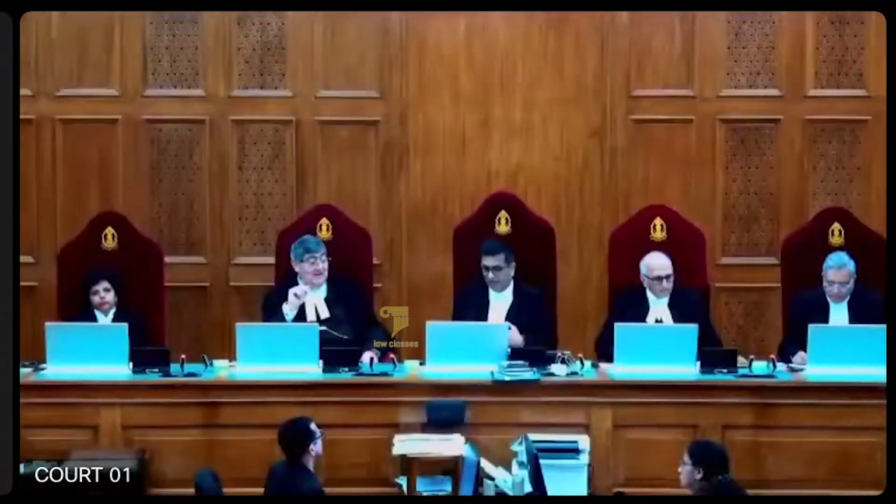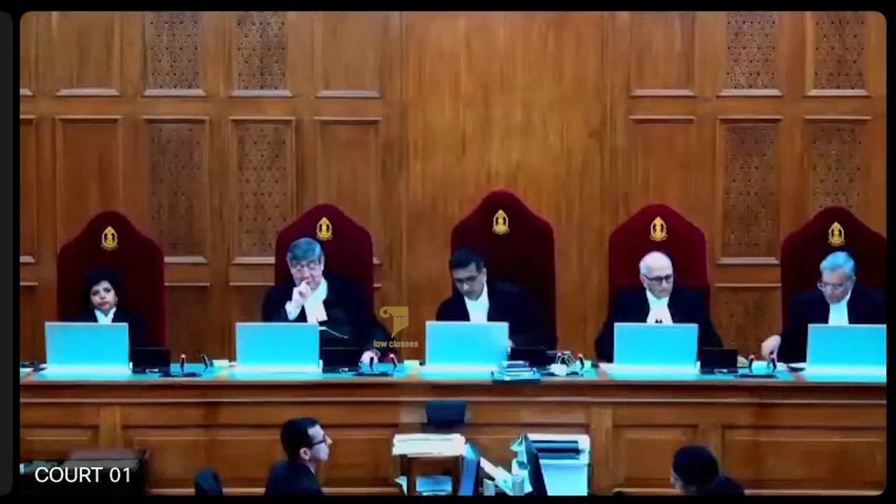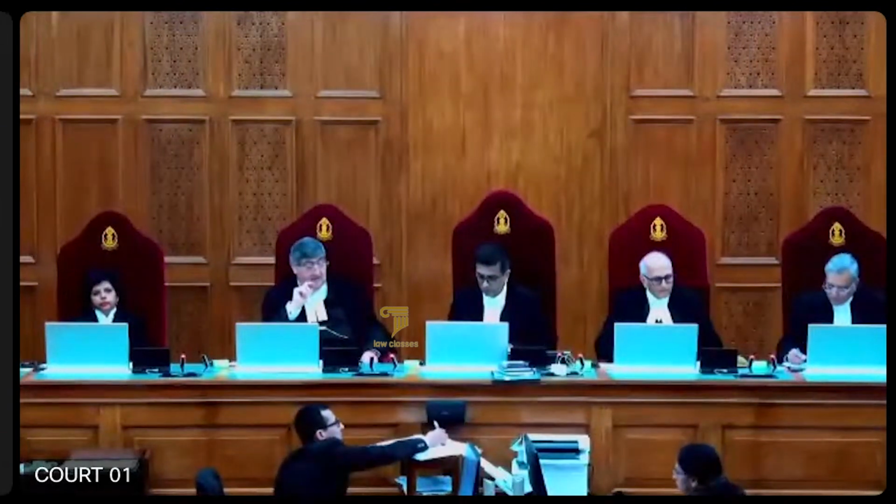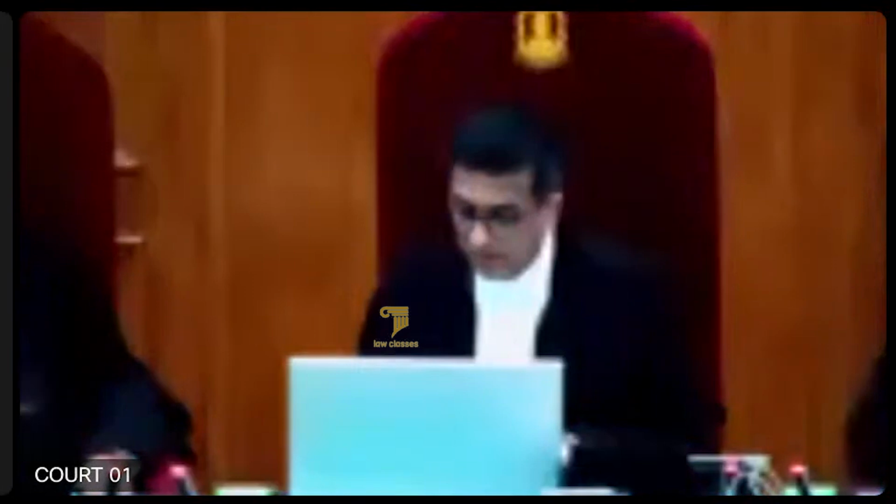I've dealt with the issue of judicial review and separation of powers. I'll just briefly refer to some of those extracts. The doctrine of separation of powers, as it is traditionally understood, means that each of the three organs of the state perform distinct functions in distinct spheres. No branch performs the function of any other branch.